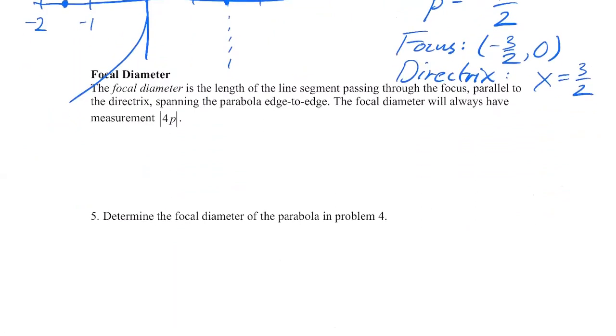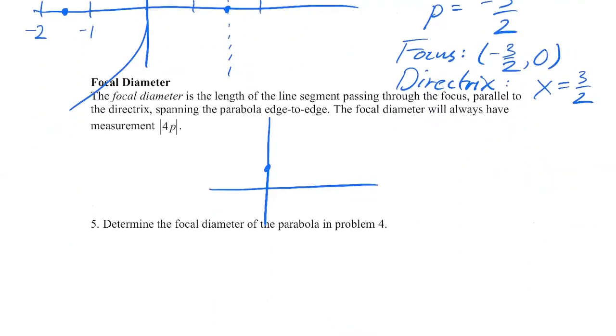Let's sketch ourselves another parabola. This time we'll do it vertically so we can see that it still exists. Focal diameter is going to be a line length in red. There's my focal diameter. Distance from there to there. And as we said, total measurement of the absolute value of 4p.